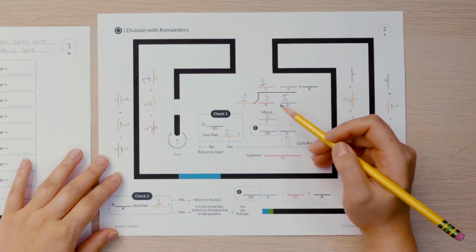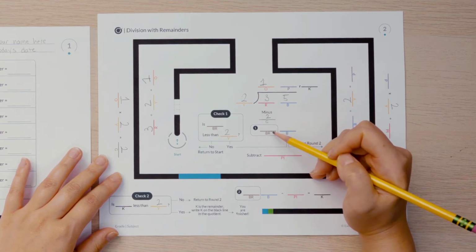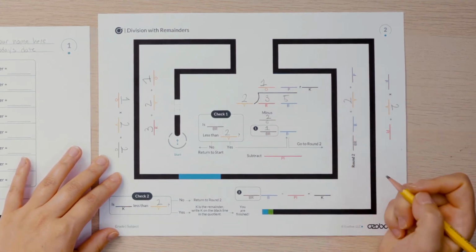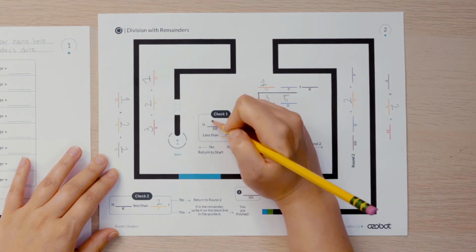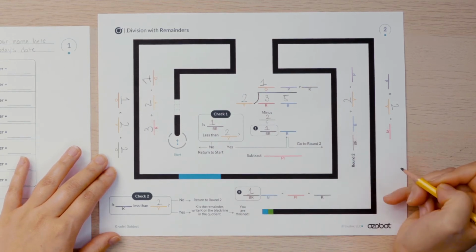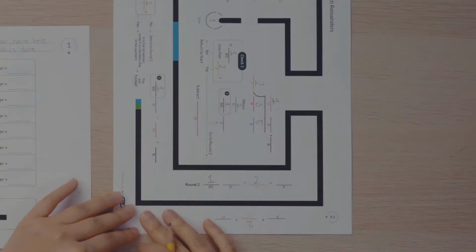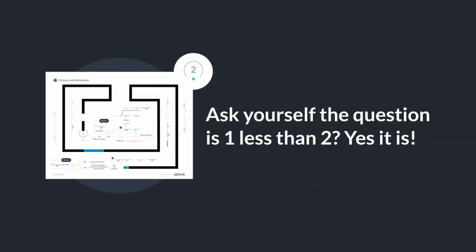Subtracting is next, so red minus green, 3 minus 2, goes on the brown line. 3 minus 2 equals 1. Can you write 1 on all of the brown lines? Ask yourself the question, is 1 less than 2? Yes, it is.